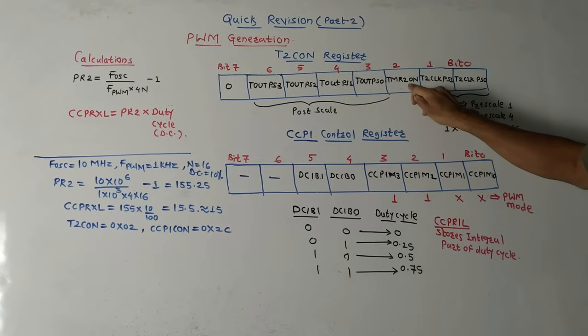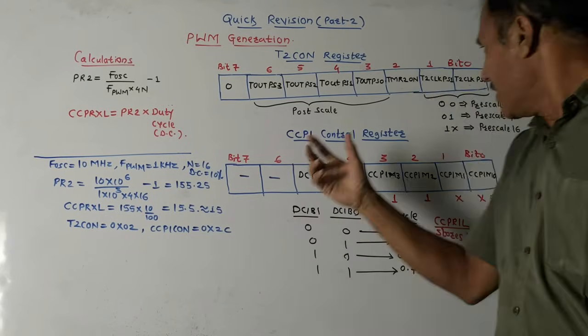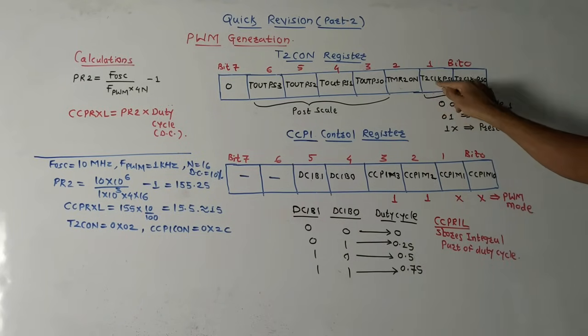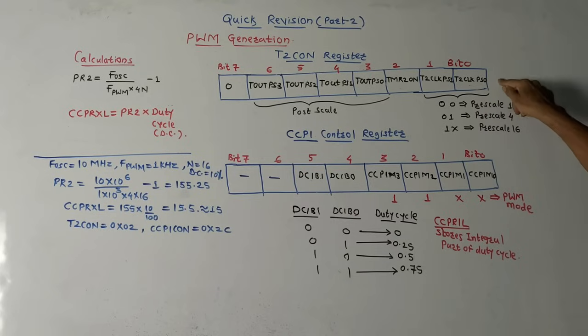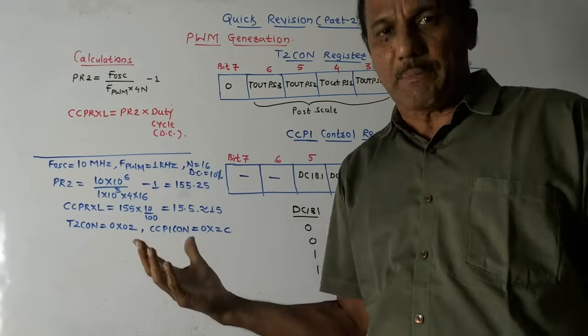Then this is bit number 2, timer 2 on. Initially, it must be 0. And whenever you switch on timer 2, it must be 1. Then the last two bits, bit number 1 and bit number 0, are timer 2 clock PS1 and timer 2 clock PS0. These are the bits used for pre-scaling purposes.